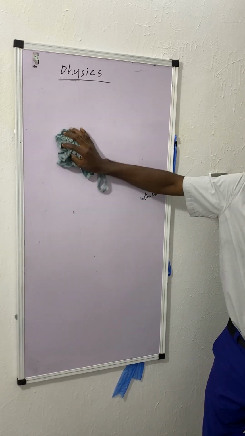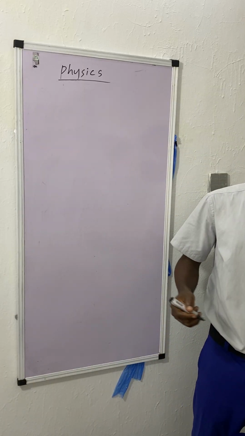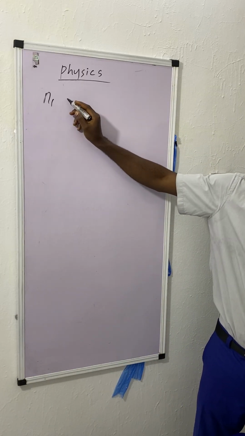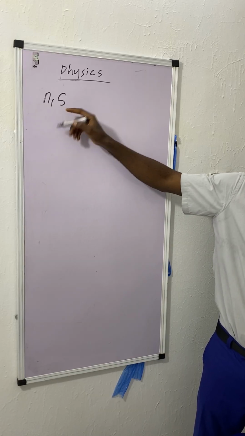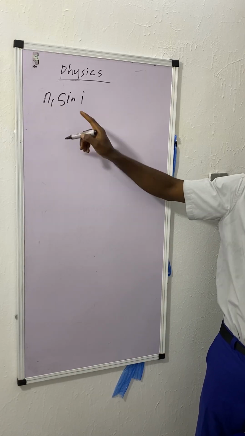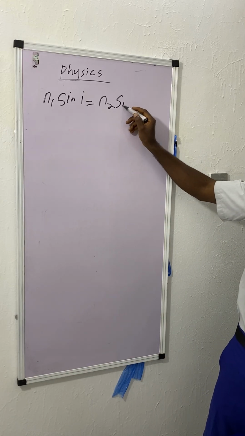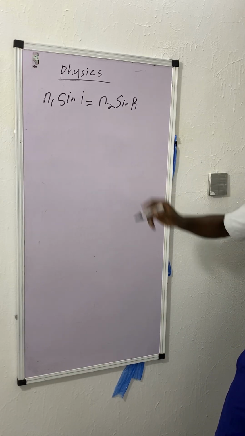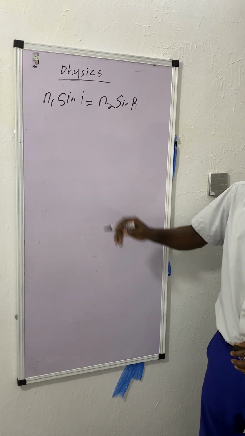Because you can be shown the formula and you are asked, please, from the options provided, pick the one that denotes Snell's law. So Snell's law is equal to N1, which is refractive index 1, times sine i, which is the incident ray, is equal to N2, refractive index 2, times sine r, the refracted ray. All right? Don't forget this.